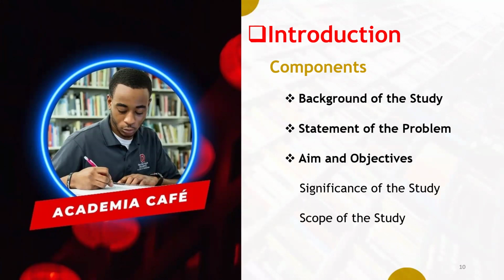The idea here is that while you write the statement of the problem section, your focus should be to set the context for your study and justify its relevance and potential impact. So keep that in mind while you write this section of your proposal. Now, the next thing you want to do is go to the aim and objectives of the study.